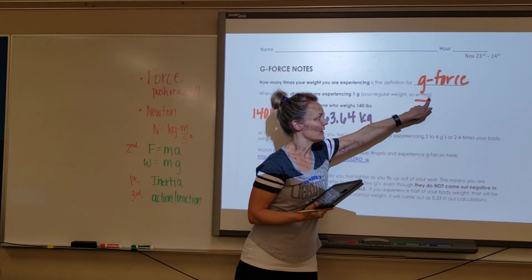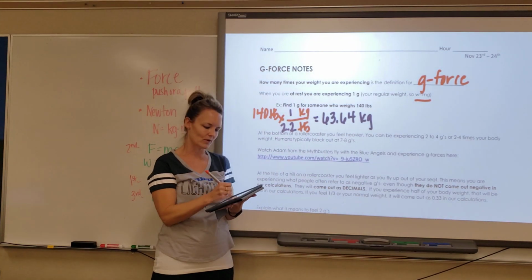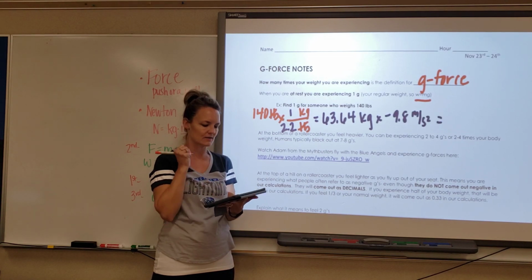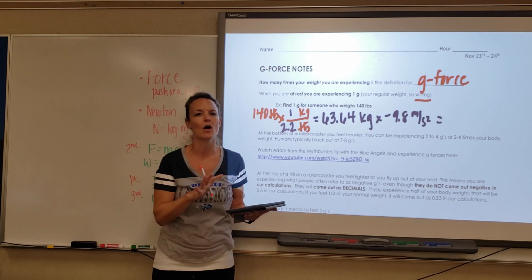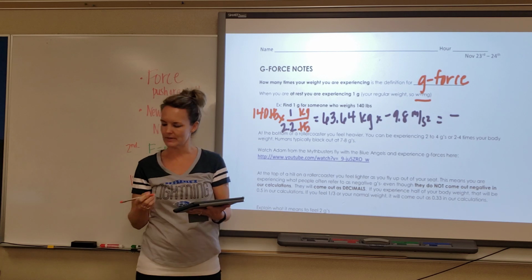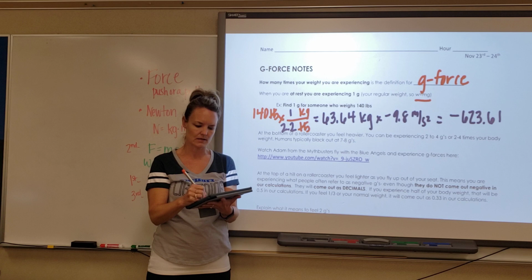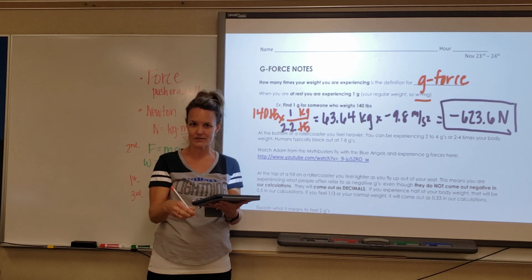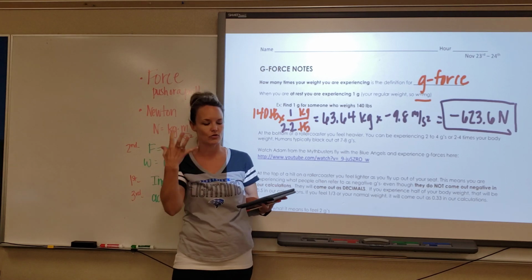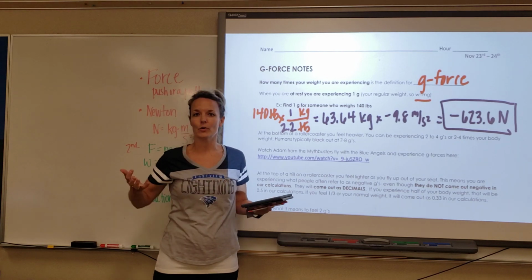From there, that is my mass in kilograms. I need to just multiply this by gravity, negative 9.8, in order to change it into my weight in newtons. So I times that by negative 9.8 meters per second squared. When I do that, your weight always comes out as a negative, and you end up with approximately 623.6 newtons. So that negative sign, because it's in the downward direction. Gravity pulls from the center of the earth in that downward direction. Alright, so that is how you can figure out what 1 G is for you.